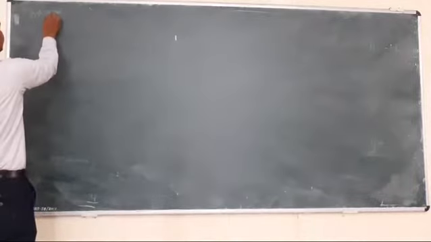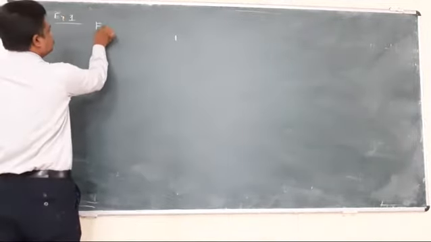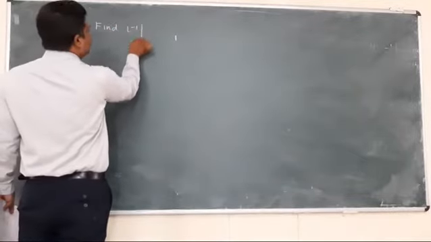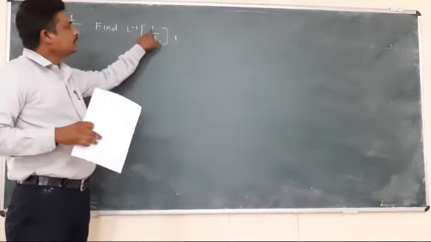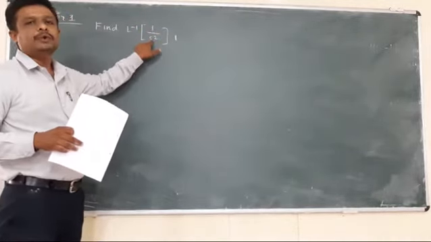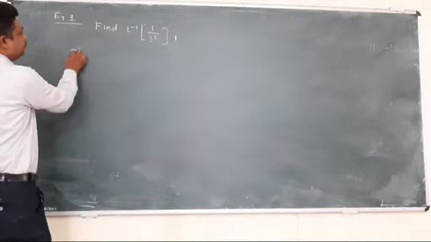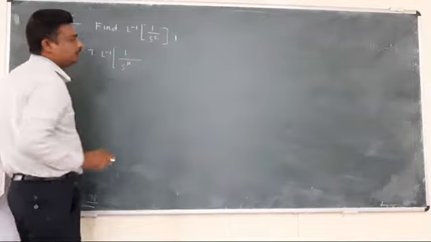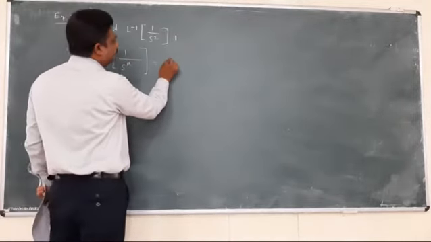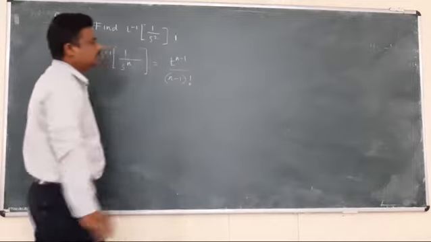So we take example number 1. Find L inverse of 1 upon S. Here you can observe it is in the form of L inverse of 1 upon S to the power of n. Here n is an integer. So we know that L inverse of 1 upon S^n is equal to t raised to n minus 1 upon n minus 1 factorial.